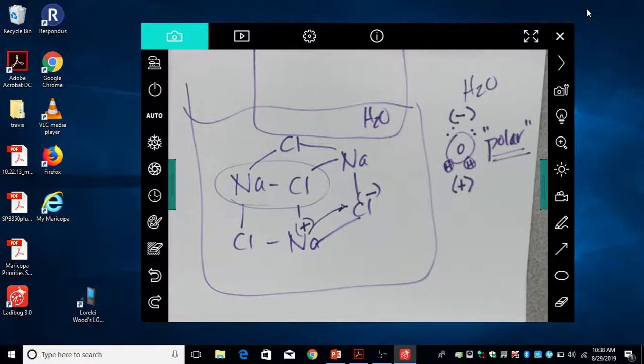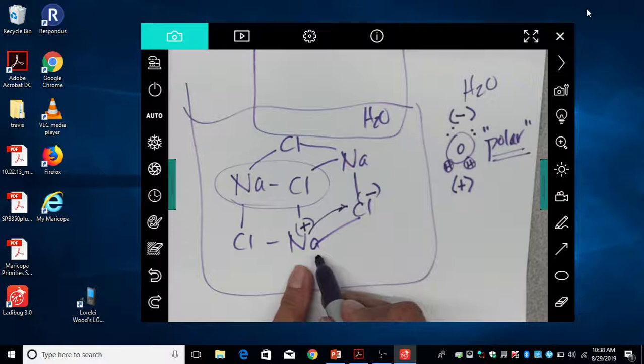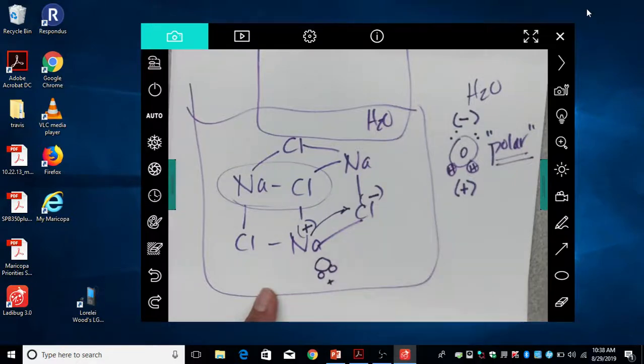If you've ever dissolved salt in water, especially ice cream salt with the big chunks of crystals, you pour it in water and you'll notice that each crystal appears to get smaller and smaller until it ultimately disappears. And what's happening there is the water molecules approach sodium, and they turn so that the positive end is away from sodium and the negative end is towards sodium, because of course opposites attract.